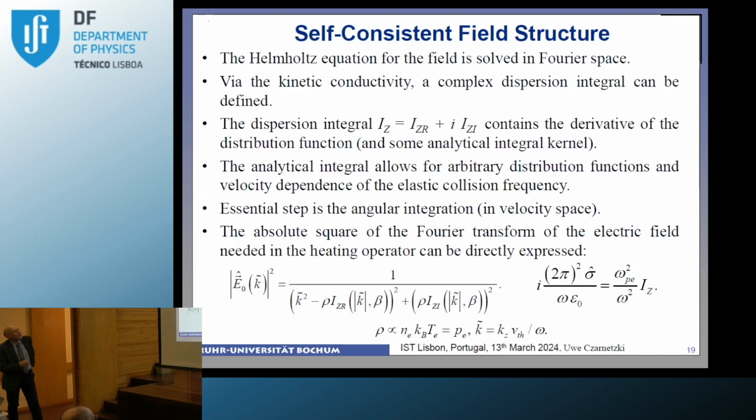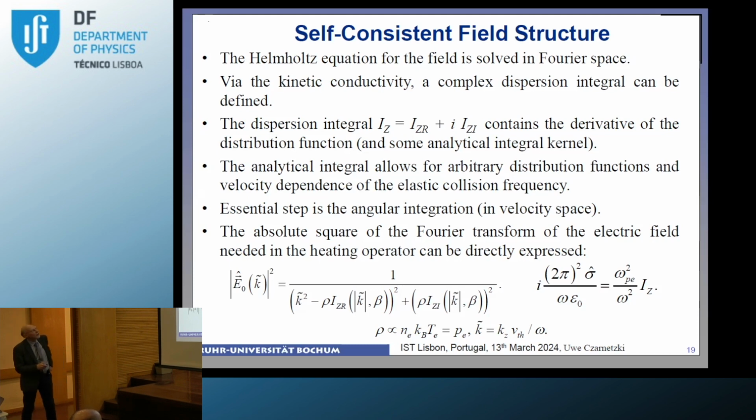So, but this was for an exponential field. If we want to know the field, then of course we have to calculate the field structure, which results from the fact that we dissipate in the plasma. So the field and the particles exchange energy, and that defines then the field structure. Fortunately, as you have seen, the only thing we need is the absolute square of the Fourier transform of the electric field.